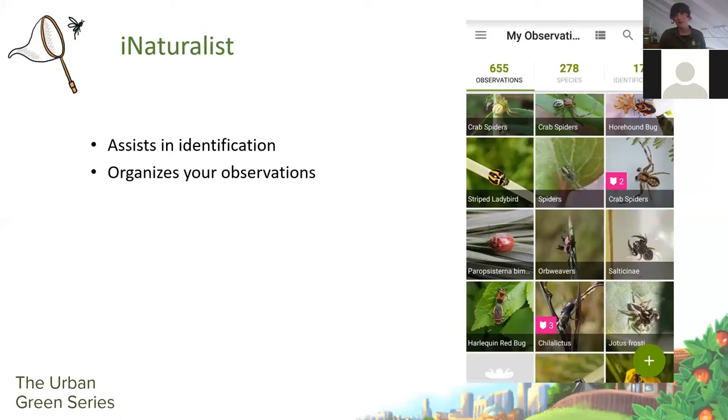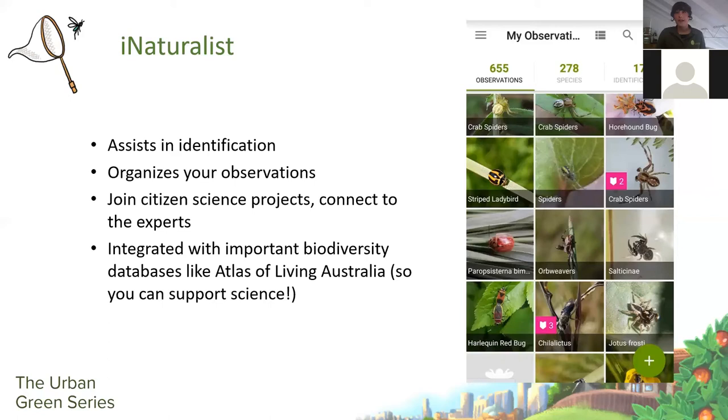You can also join citizen science projects, which is a great way to not just contribute to science, but also to connect with experts who can help you with your own learnings. And all the data that gets collected is useful in science because this app is integrated with some really important biodiversity databases like Atlas of Living Australia, you may have heard of. So it all goes to support science as well.